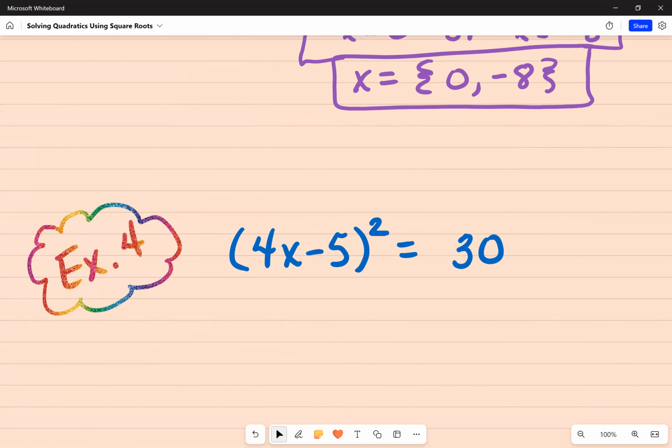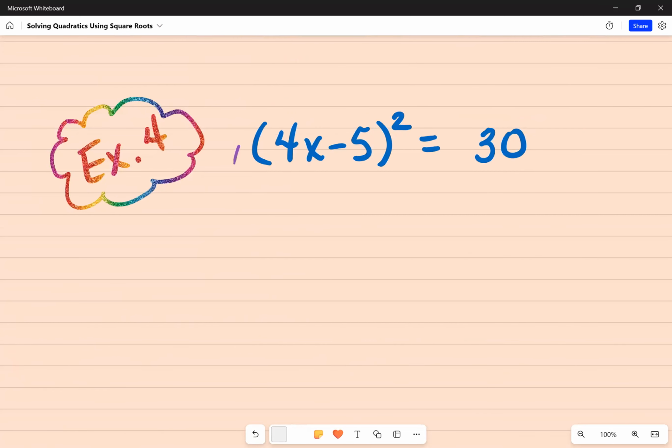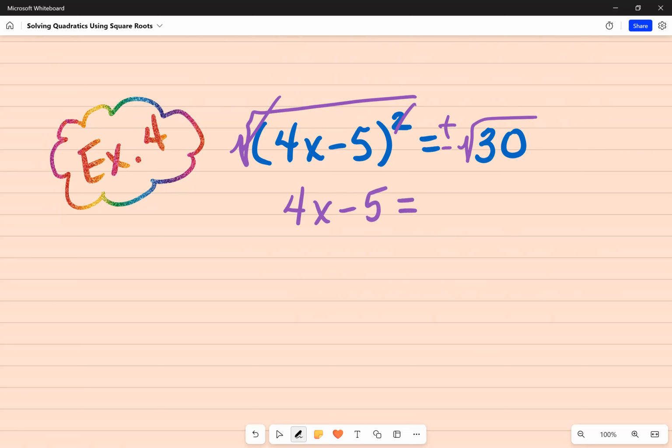And the last example. This time it does not have a number out front and it does not have a constant. So I can immediately look at this as x squared because the expression is all in parentheses. If I saw that, I would just know to take the square root immediately. So I'm going to take the square root, plus or minus square root. And now I'm left with what was under the radical. 4x minus 5 is equal to plus or minus. There's nothing that I can multiply by itself to give me 30, so I'm just going to leave it as the square root of 30.